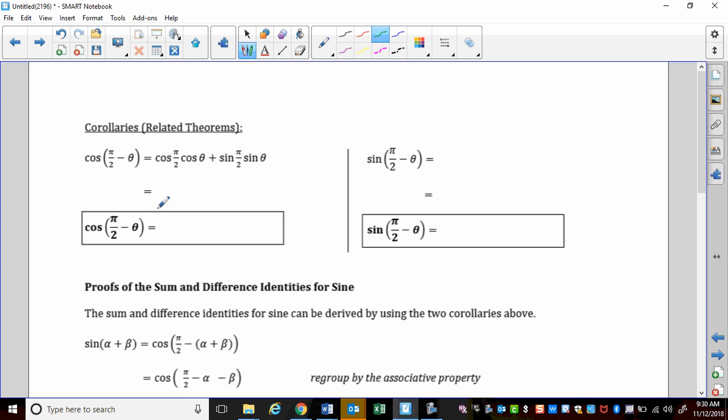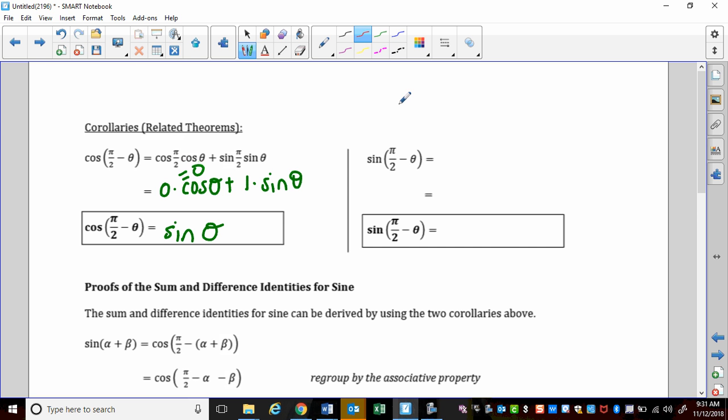These are the corollaries for the sum and difference formula. They just want you to know that at pi over 2 minus theta, it's going to be, of course, cosine of alpha times cosine of beta plus sine of alpha times sine of beta. But cosine at pi over 2 is 0. So this is 0 times cosine of theta plus sine at pi over 2 is 1 times sine of theta. If I multiply this by 0, this equals 0. So 1 times sine of theta is sine of theta.